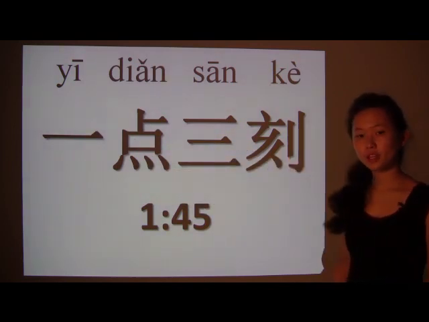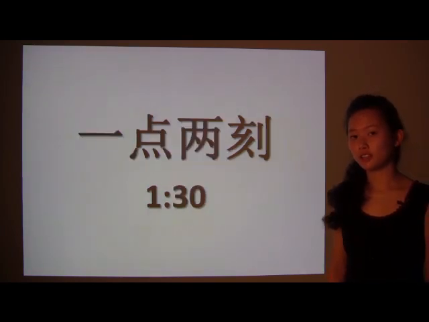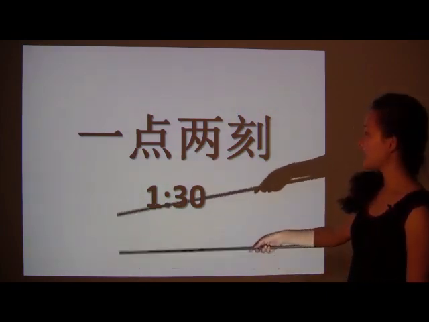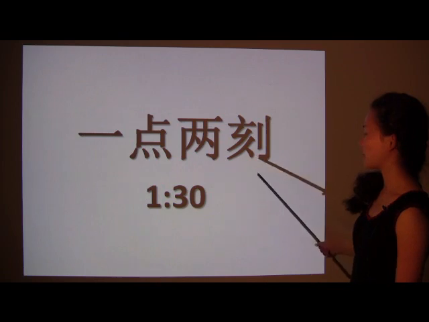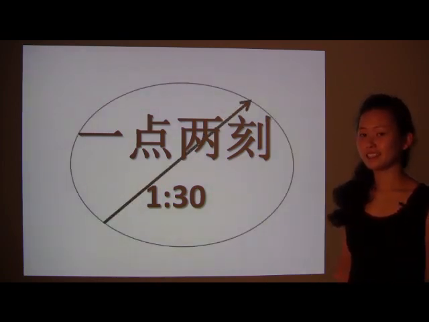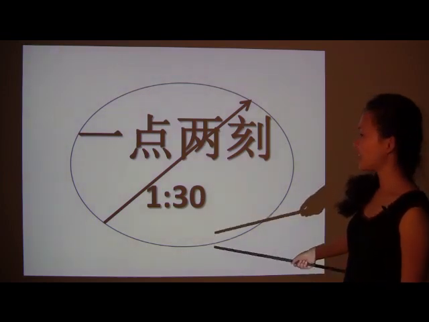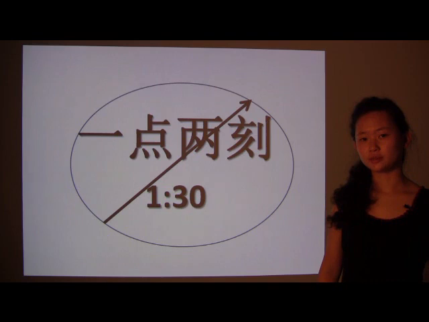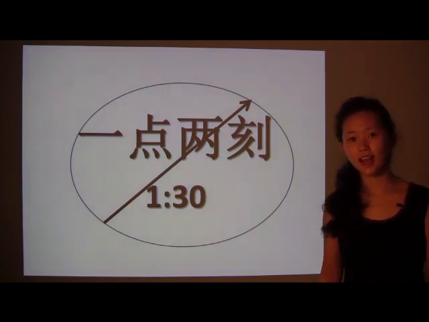Now, you may wonder, why did I leave out the 2 quarters? You'd think you'd say 1:30 and you could say 1点2刻, but that's not how you say it. Just like in English, we don't say 1 2/4. That just doesn't sound right, does it? In Chinese, we don't say that either.